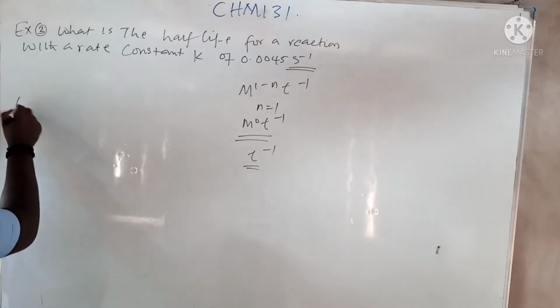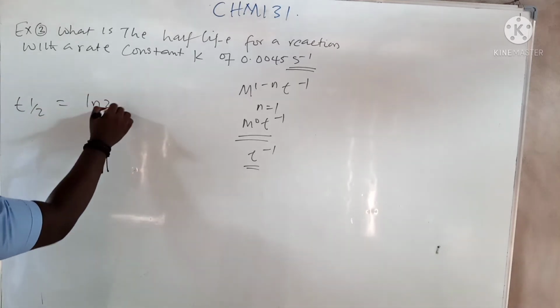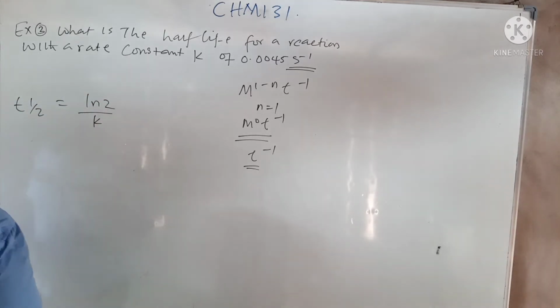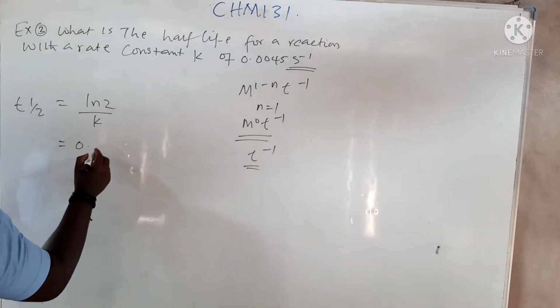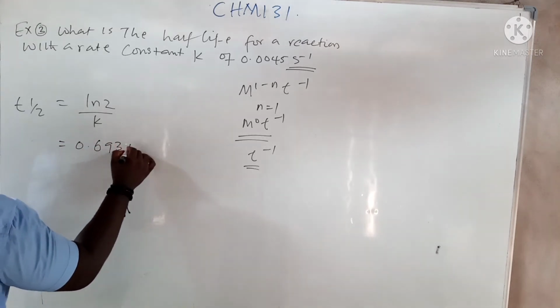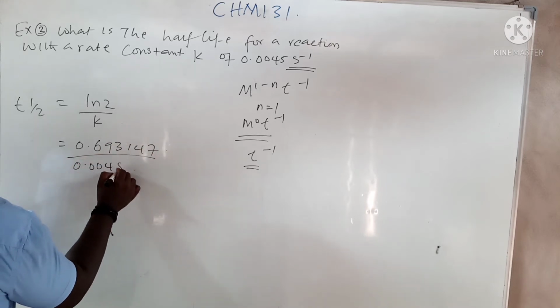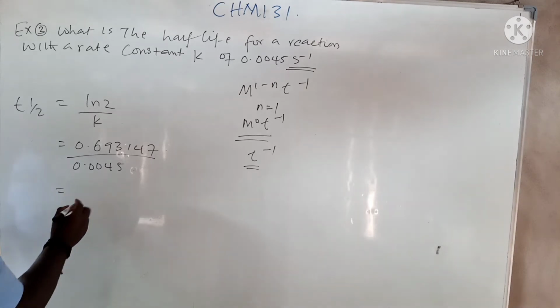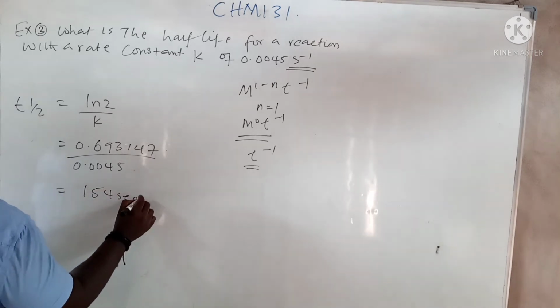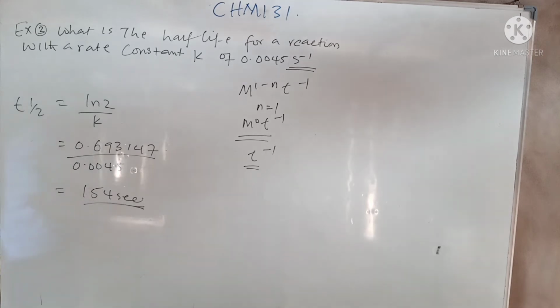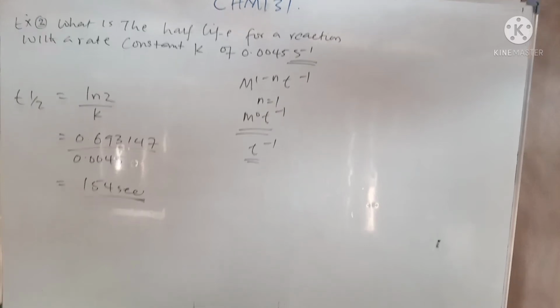And the half-life for a first order is just ln 2 all over k from the table. And ln 2 is 0.693147 all over your k, which is 0.0045. You punch it in your calculator, this should give you 154 seconds. And that's the answer. So in a situation where they do not give you the rate constant, the order of the reaction, you have to use the unit of the rate constant k to determine the order of the reaction.